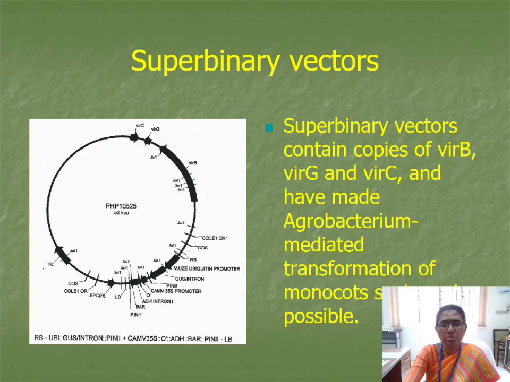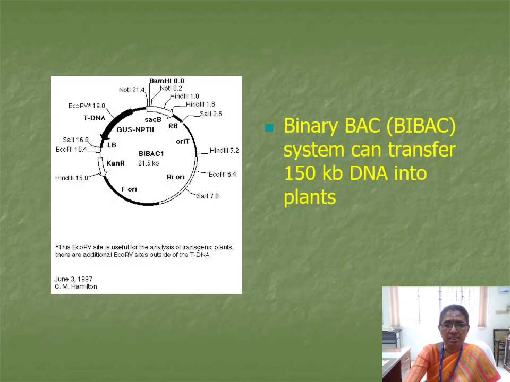There are super binary vectors also present, for example pHP10525, with a size of 55.2 kilobase pairs. These super binary vectors contain extra copies of virB, virG, virC, and have made Agrobacterium mediated transformation possible with monocots also, like rice, etc. And this binary BAC, that is the pBIBAC system, can transfer up to 150 kb of DNA into the plant system.